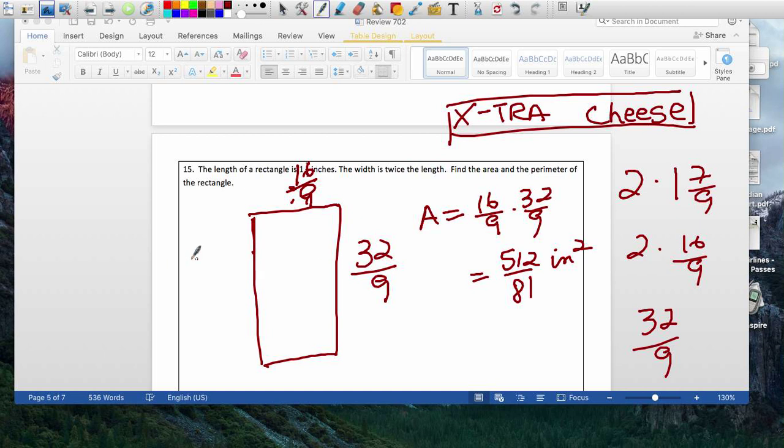Now, the perimeter is going to be 32 over 9, and this is going to be 16 over 9, right? We're just going to add everything up. It's 32 over 9 plus 32 over 9 plus 16 over 9 plus 16 over 9. So it's 32 plus 32 plus 32 again, because it's 16 and 16. So you're going to get 96 over 9. The perimeter is all the sides added up, and you get 96 over 9 inches, which, because it's just a distance, is not squared. You can change this to a mixed number, but that should be fine as it is.